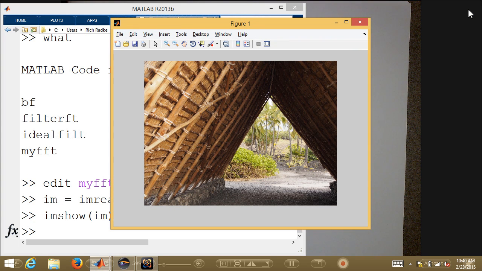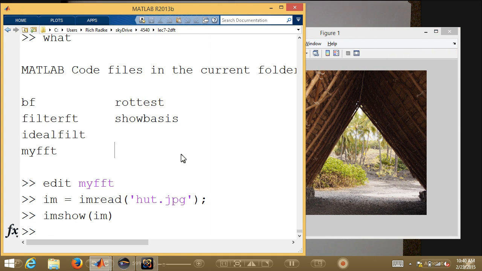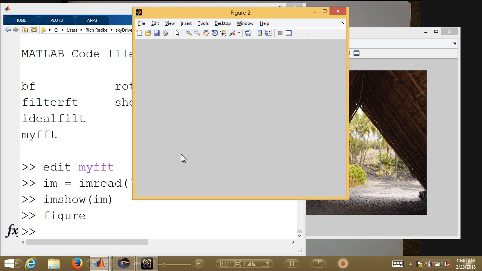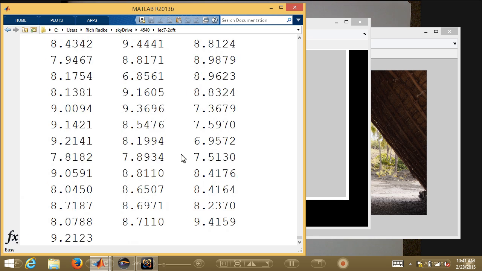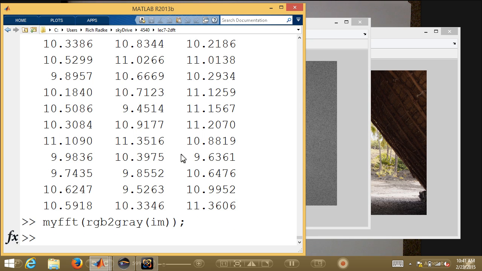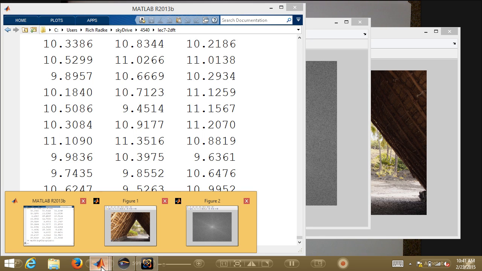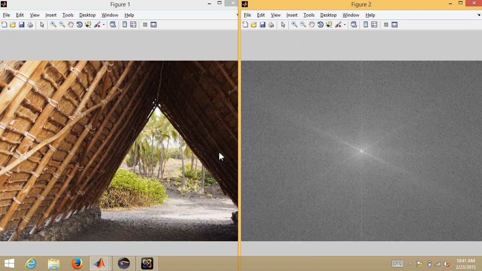Okay, so this image has very strong diagonal lines, okay? And so we're going to see that those come out in the FFT. So first I have to make, actually I don't think I have to make it at all. So if I do my FFT of RGB to gray of the hut, always put a semicolon. And then I do side by side.